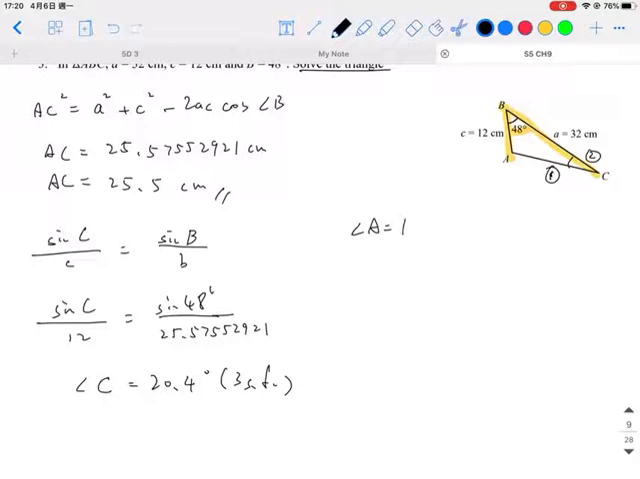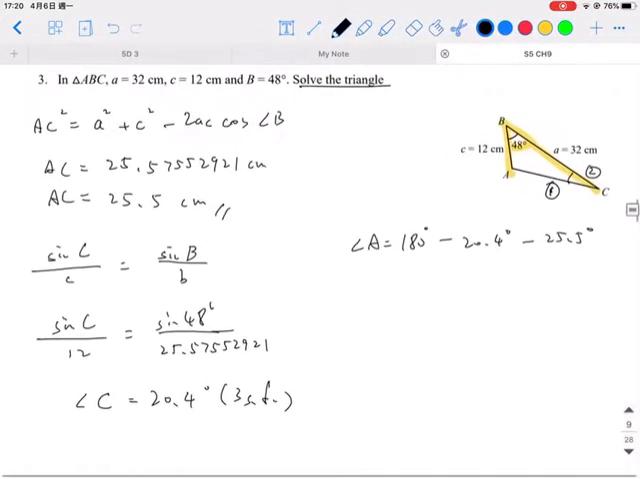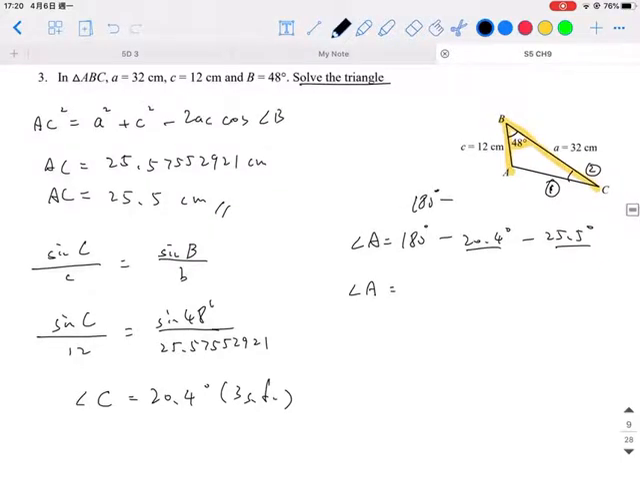Okay, and then for angle A, angle A is equal to 180 degrees minus 20.4 degrees and then minus 25.5 degrees. I don't write too many digits because it's time consuming. In the exam you need to write down all the digits, or you can just write down the letter here, which is also okay. So angle A is equal to 112 degrees.